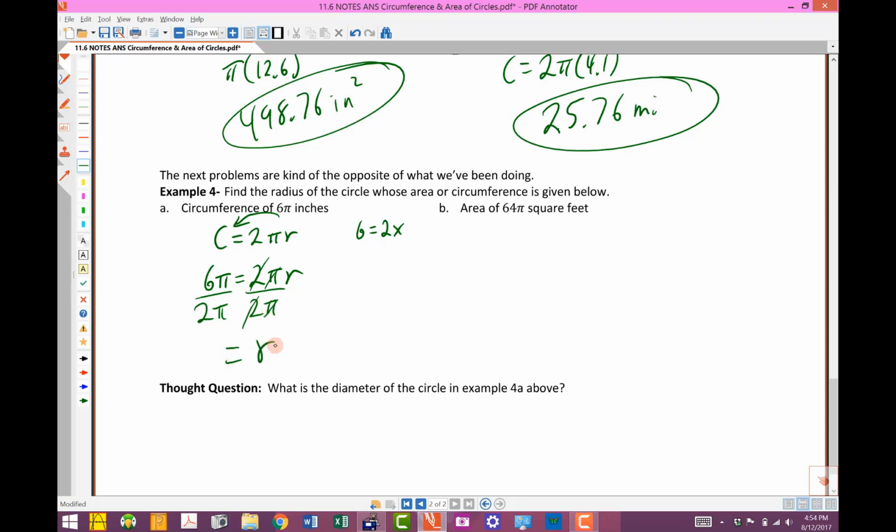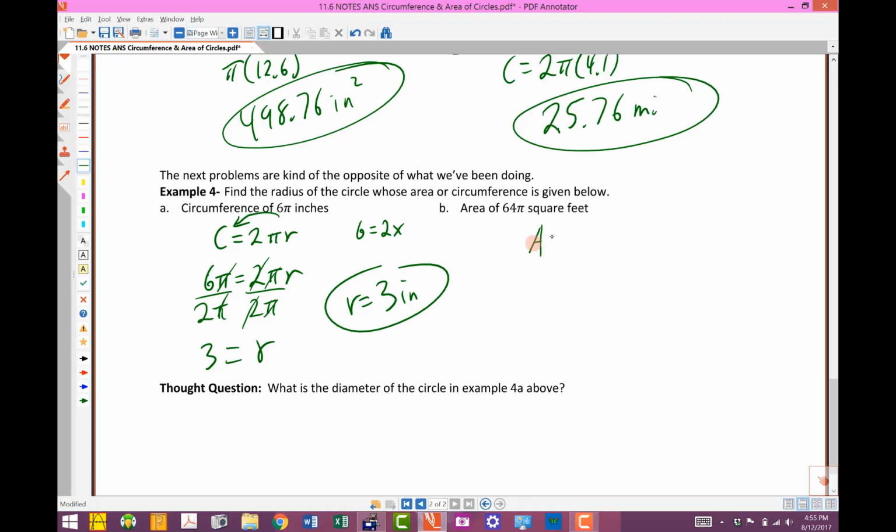Now look at what happens over here. This is kind of cool. The pi cancels with the pi. Pi divided by pi would be 1, and then 6 divided by 2 is 3. So there's our answer. The radius is 3, and remember, if the circumference was in inches, the radius is going to be in inches. Okay, so there's our answer on that one.